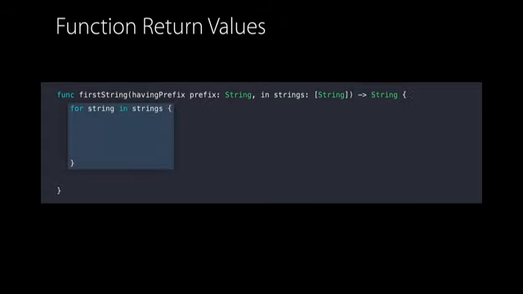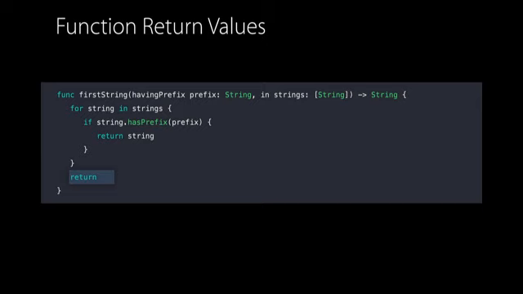First, use a for-in loop to iterate through each string in the array, and then you check whether a string has a given prefix. You need to check whether the string has a given prefix using String's hasPrefix method. If it does, you're done, and you can simply return the string by writing it in a return statement.